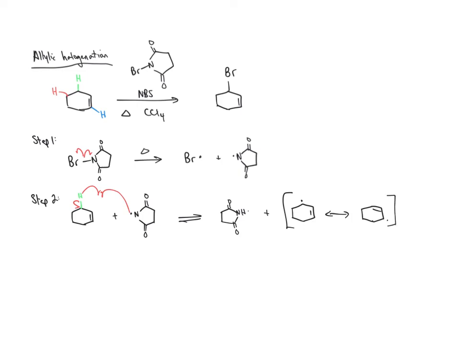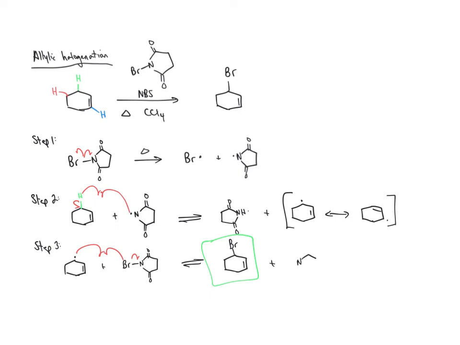Okay. Step 3 involves another propagation step where we take that radical and we react it with another molecule of the starting material, the NBS. And that's going to generate an addition to give us our product plus the succinimide radical again, which can shuttle back to step 2.